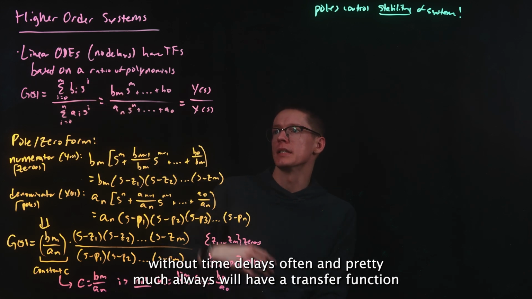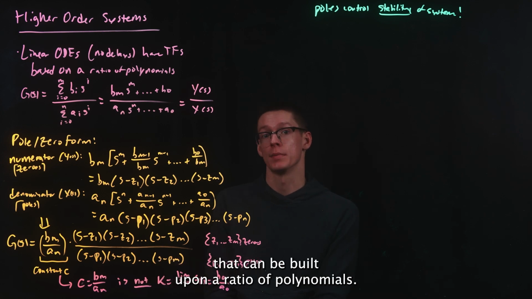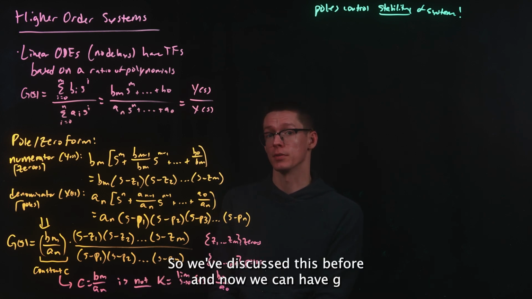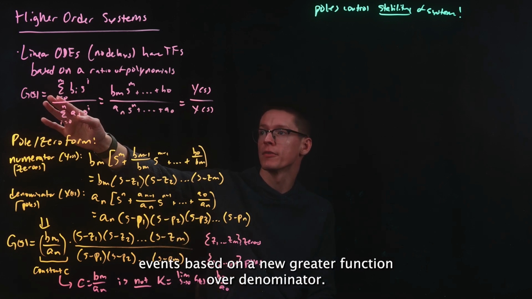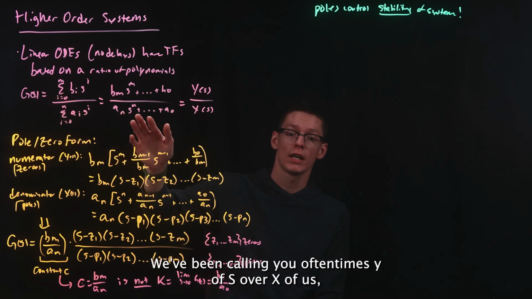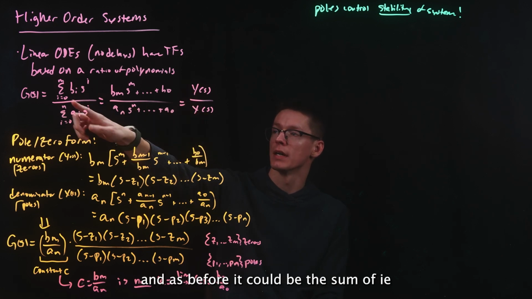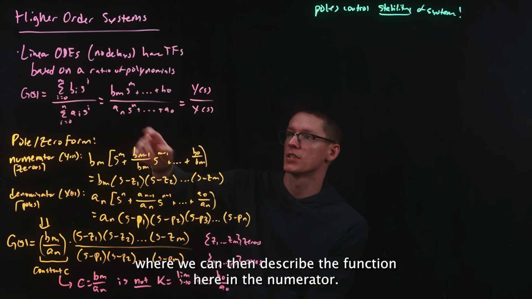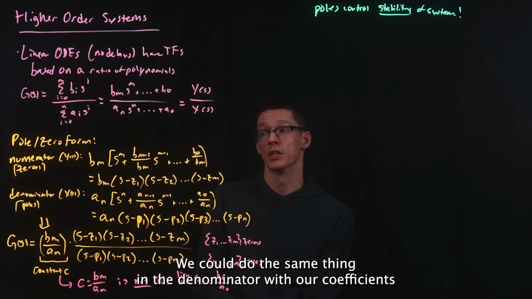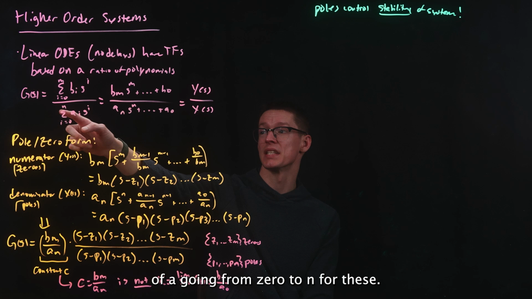Linear ODEs without time delays pretty much always will have a transfer function that can be built upon a ratio of polynomials. We've discussed this before in that we can have G of s based on a numerator function over a denominator. We've been calling it oftentimes Y of s over X of s. And as before, it could be the sum of i from 0 to m for b_i times s to the i, where we can then describe the function here in the numerator.